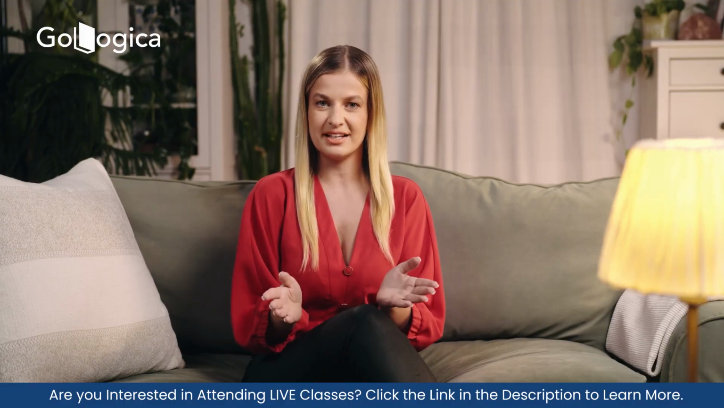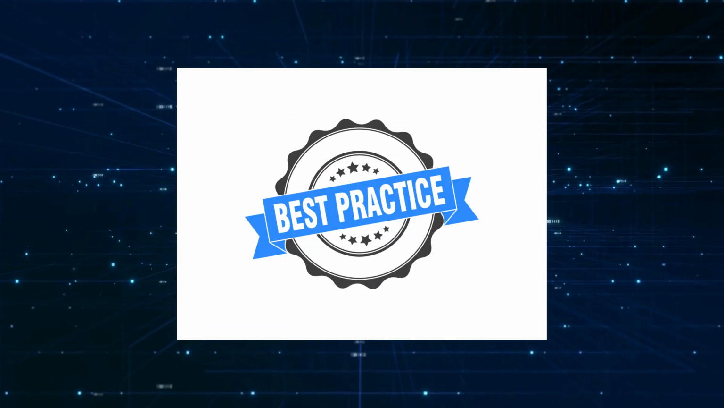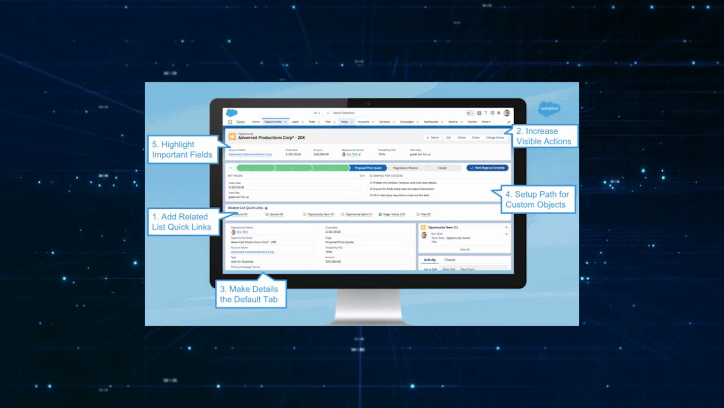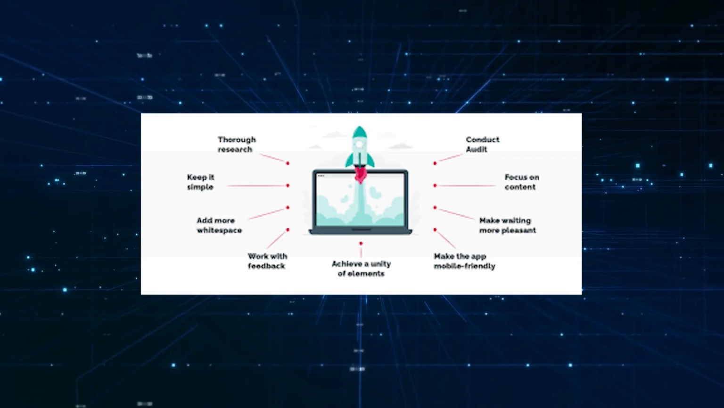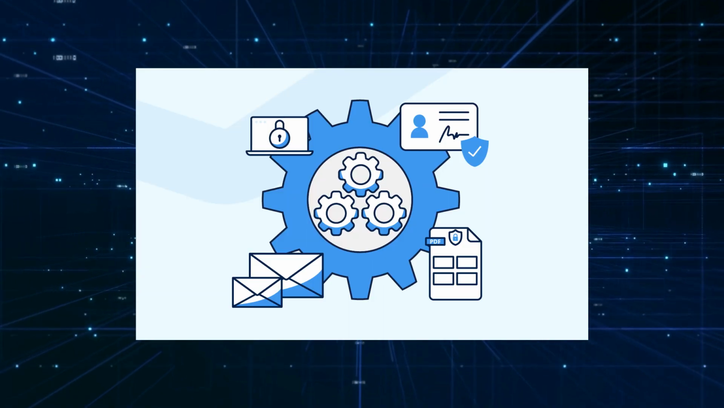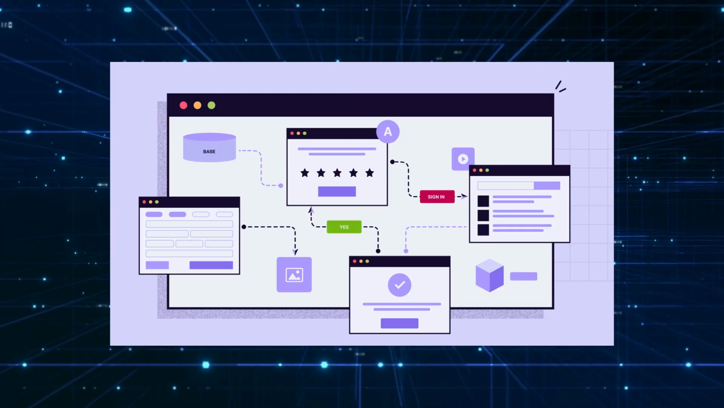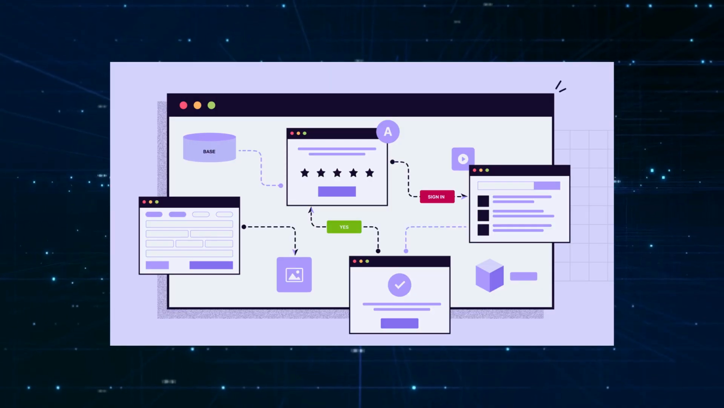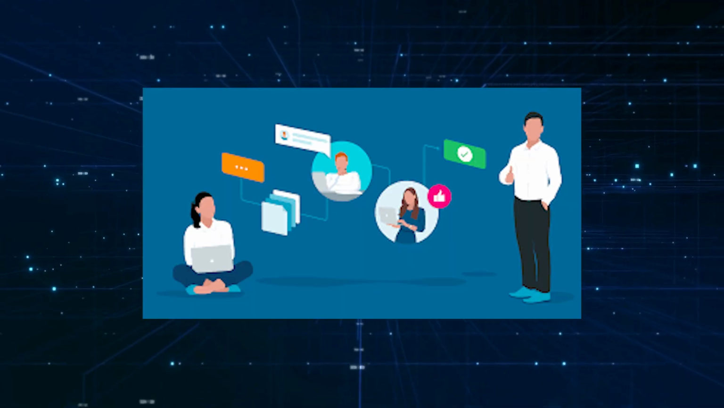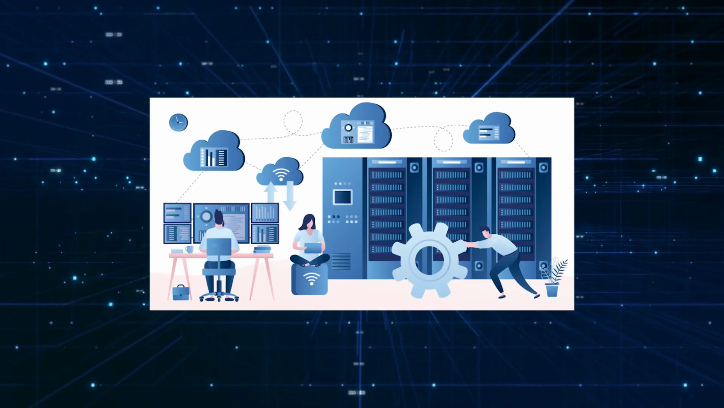Through hands-on exercises, real-world scenarios, and best practices, trainees will gain expertise in configuring Lightning pages, managing UI enhancements, building reusable Lightning web components, and automating business processes. The course also delves into workflow automation using tools like Flow, Process Builder, and approval processes, empowering administrators and developers to optimize business processes with minimal coding.